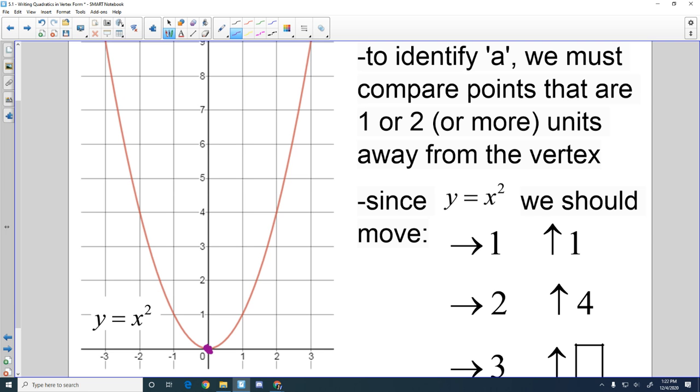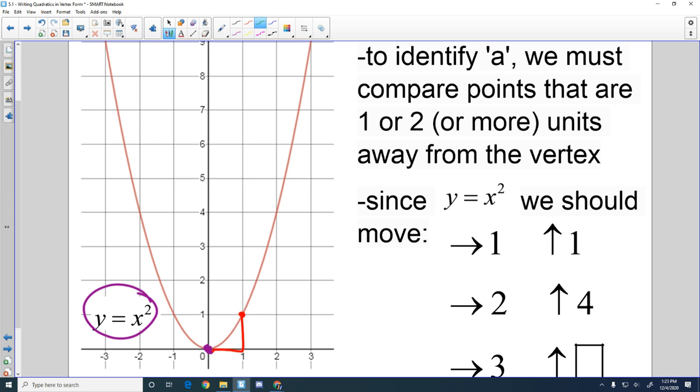Because this equation is x squared, whatever my x value is, like if I go to the right 1 unit in the x direction, my vertical move will be that distance squared. So from the vertex, if I go right 1 unit, well, 1 squared is 1, and I'm going up 1 unit because y is whatever the x distance is squared.